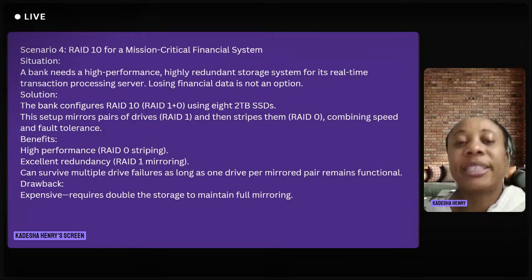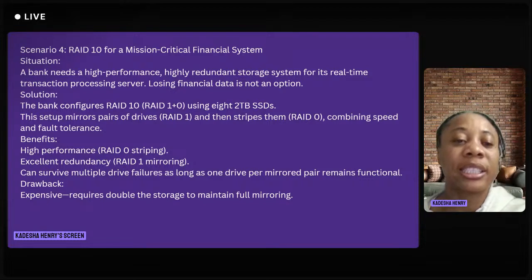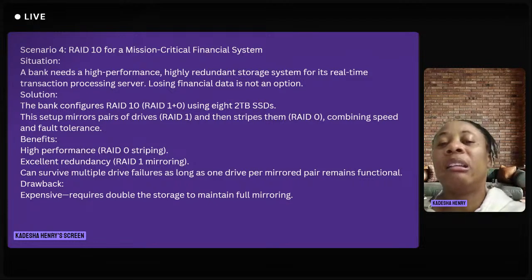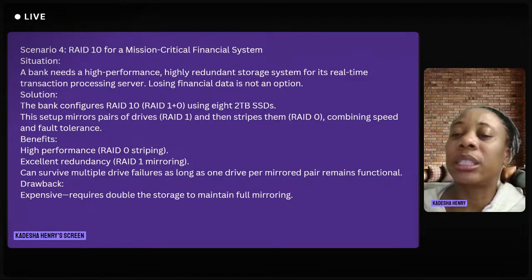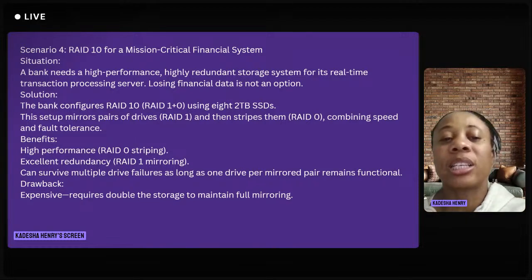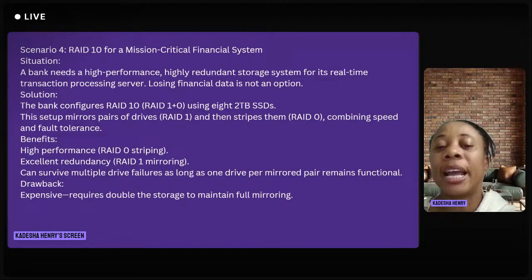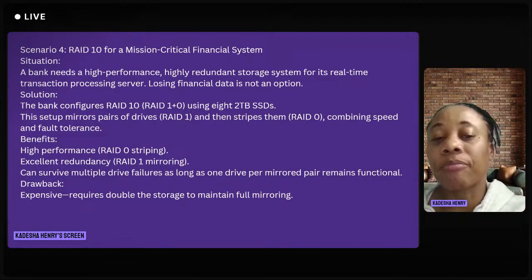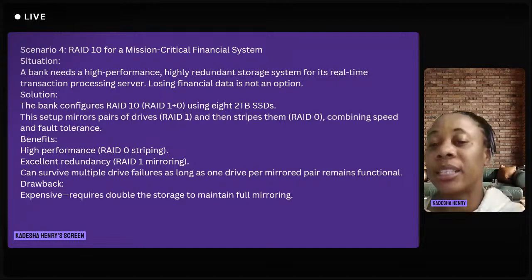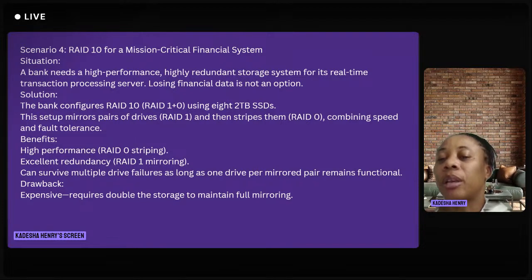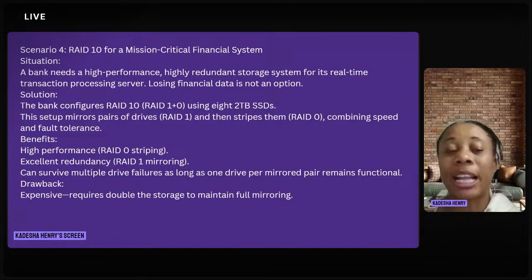So let's look at a RAID 10 in a financial system, right? A bank needs a high performance, highly redundant storage system for its real time transaction processing server. Losing financial data is not an option. The bank is configuring a RAID 10, using 2 TB SSDs, right? This setup mirrors pairs of drives and then stripes them, and combines speed and fault tolerance.